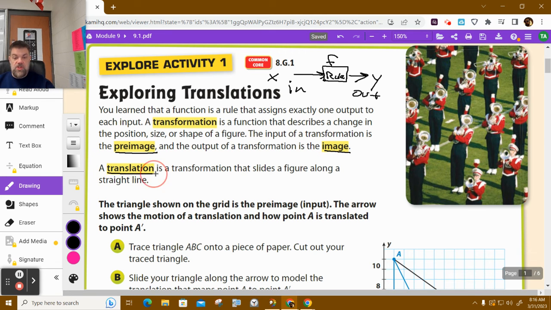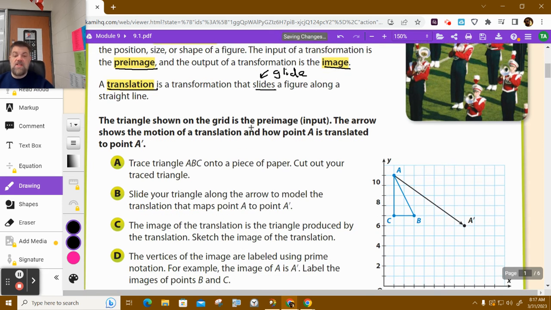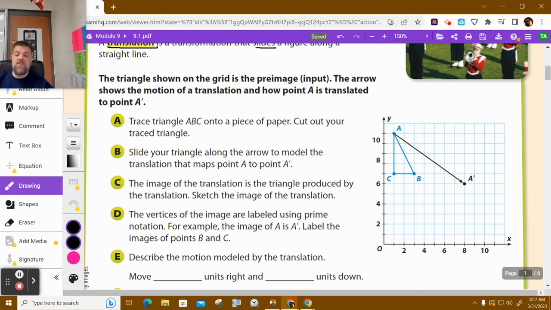A translation is a transformation that slides the figure along a straight line. So a translation doesn't necessarily change the shape of the pre-image. They're basically the same shape and size. It just moves it. So sometimes you'll hear people call it a slide or a glide because you're taking the object and you're just kind of moving it. Okay. So let's look at this, and then I'm going to explain some stuff in context.